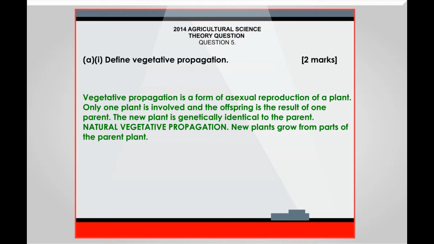Question 5. Define vegetative propagation. Vegetative propagation is a form of asexual reproduction of a plant. Only one plant is involved and the offspring is of one parent. The new plant is genetically identical to the parent. Natural vegetative propagation: new plants grow from parts of the parent plant.